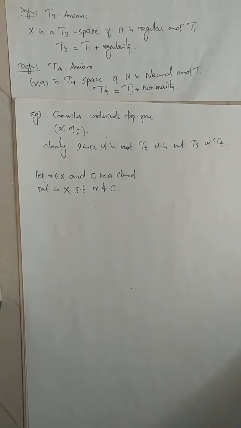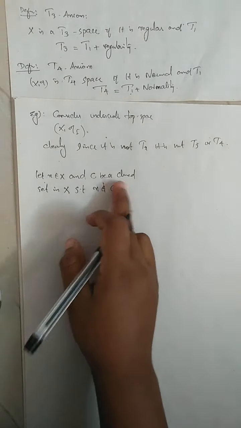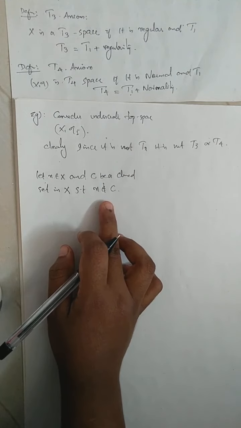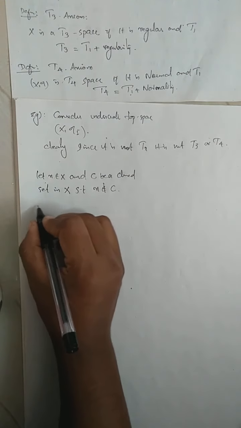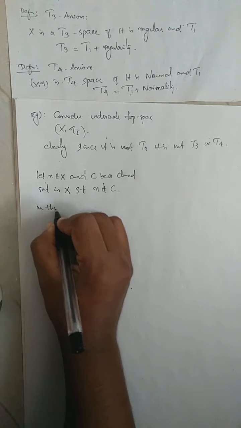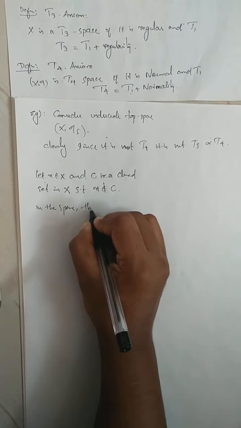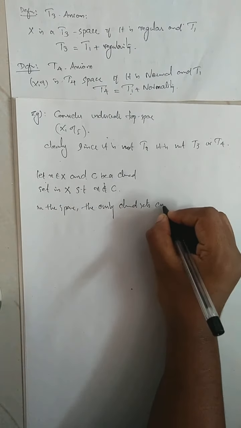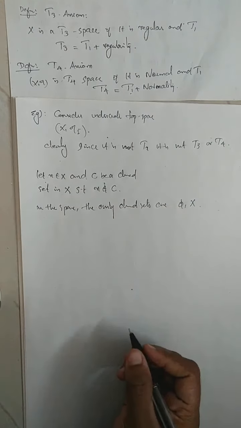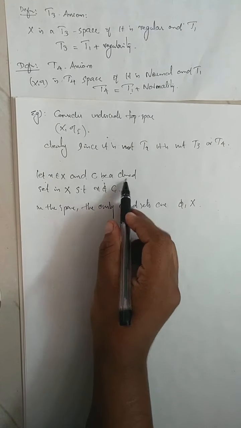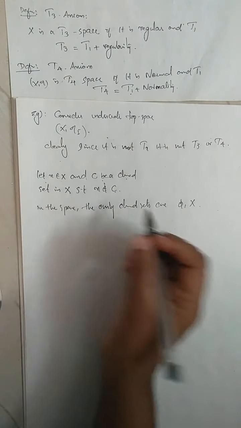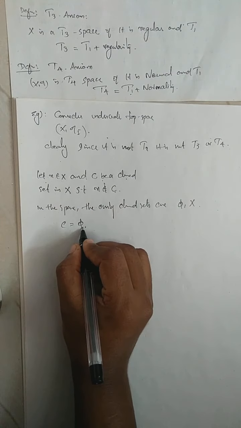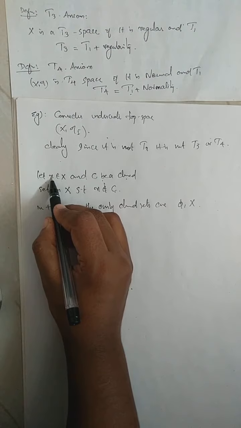Since x belongs to X and C is a closed set in X such that x is not in C: in the indiscrete topological space, the only closed sets are the empty set and the whole set itself. Then if you consider C as a closed set not containing the point x, C must be empty. So the empty set is a closed set not containing the point x.